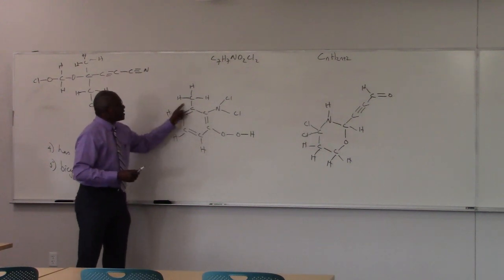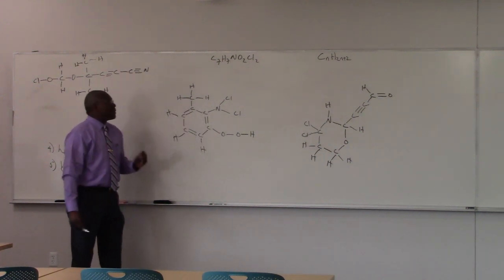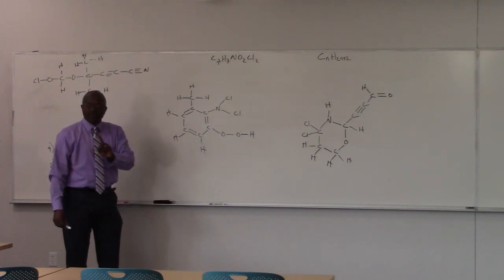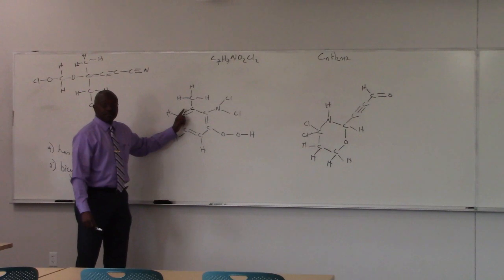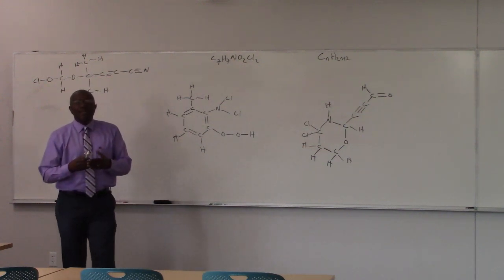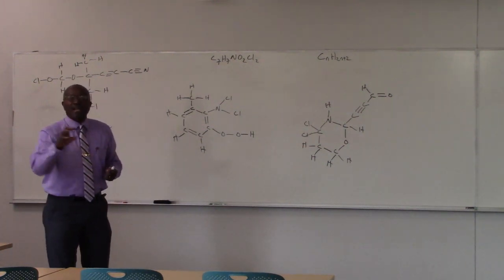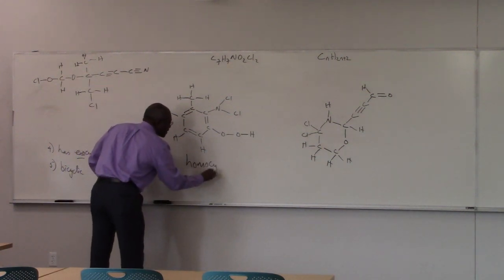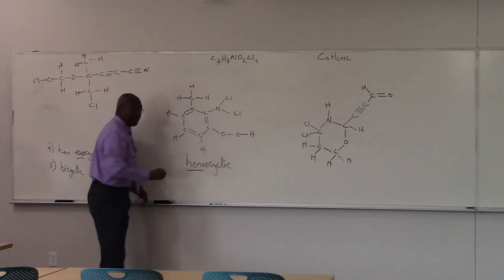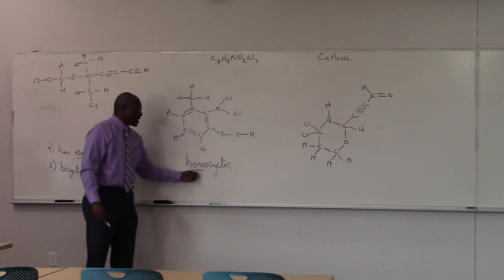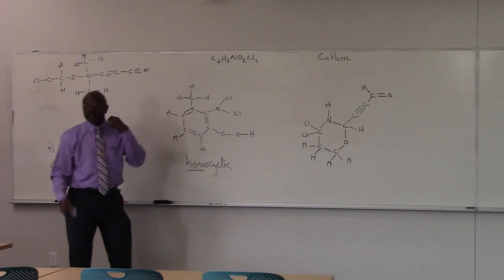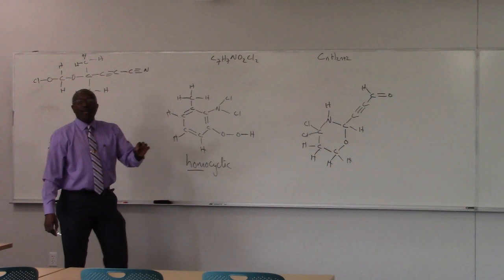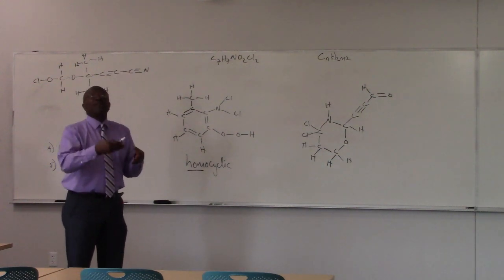So this is a ring, but this ring contains only one kind of element. It's only got carbons. If I have a ring that only contains one kind of element, the ring is said to be homocyclic. Homo means the same, so it's a ring that contains the same kind of elements. In fact, if I wanted to be really precise about this, I can say the ring is carbocyclic, meaning the only element in the ring is carbon.